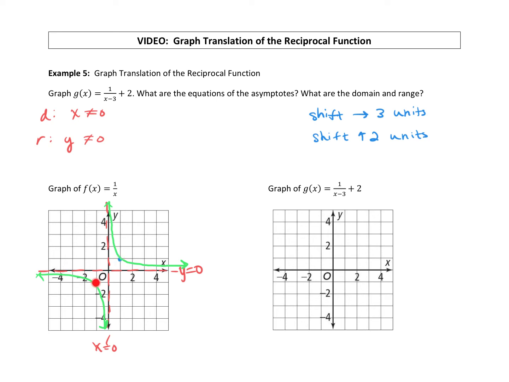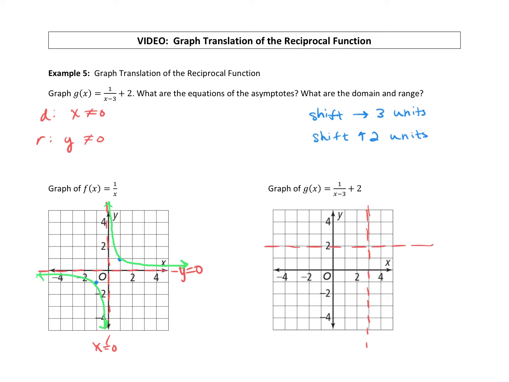that 1, 1, negative 1, negative 1 point. So if I am shifting to the right 3 units, this vertical asymptote is going to shift to the right 3 units. When I move over to the right 3 units, it's going to be right here. The horizontal asymptote is going to shift up 2 units. So I'm going to redraw that, shifted up 2 units. It's almost like I'm redrawing the x and y axes where this is now my new origin.